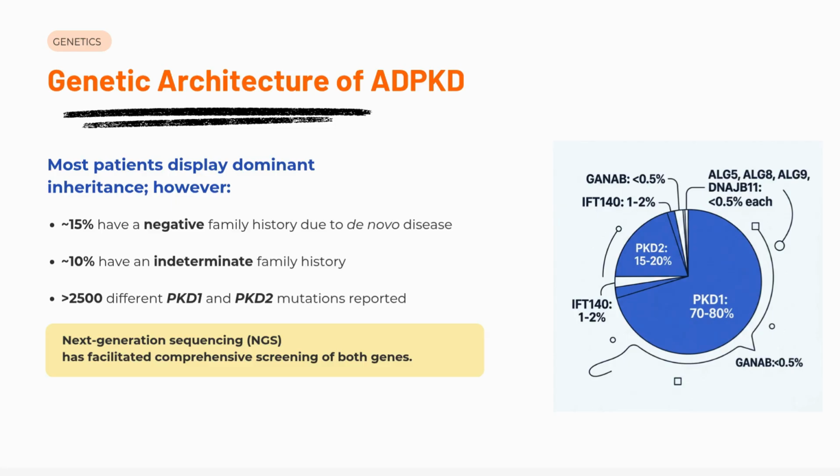These include genes like GANAB, IFT140, and the others. Each one of these individually accounts for a very small fraction of cases. This genetic variability explains why patients present so differently, from early aggressive disease to much milder phenotypes. With next generation sequencing, we can now screen both major genes comprehensively and increasingly identify atypical or rare genetic causes.